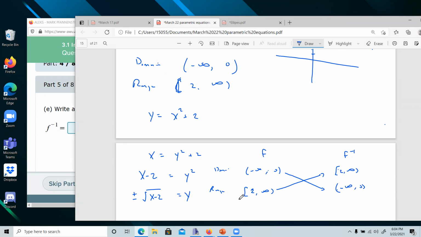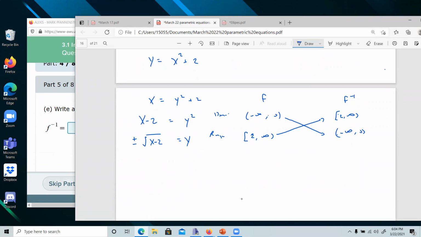So what I'm trying to decide is, which one do I want? Which one of these is going to give me a range of negative infinity to 0? If I've got my value, I could either choose this one or that one. I don't know which one to pick. Well, which range is going to be negative numbers? Down here. I'm picking negative.